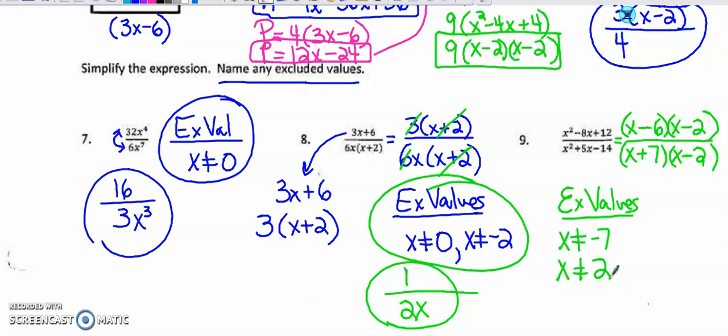And I'm sorry this is going fast here at the end. You could always ask the sub to rewind and play this again. These x minus 2's divide out, so the final answer is x minus 6 over x plus 7.